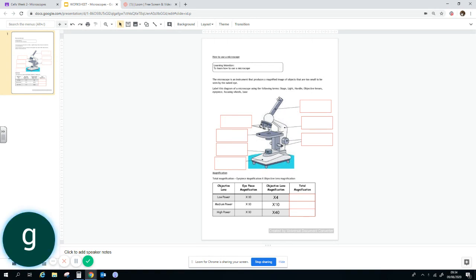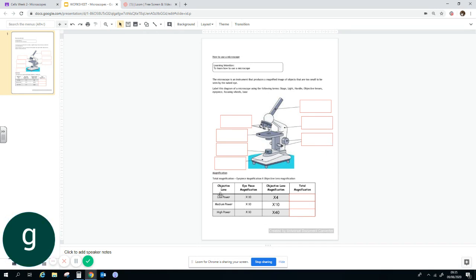Up here we have the eyepiece. We next have the arm, the focusing knobs, the base, the light source. So in a lot of microscopes, you'll have a light source under here. Some of them you have a mirror. We have the stage, and then we have the objective lenses here. So objective lenses. So that could also be focusing wheel rather than focusing knob, obviously.